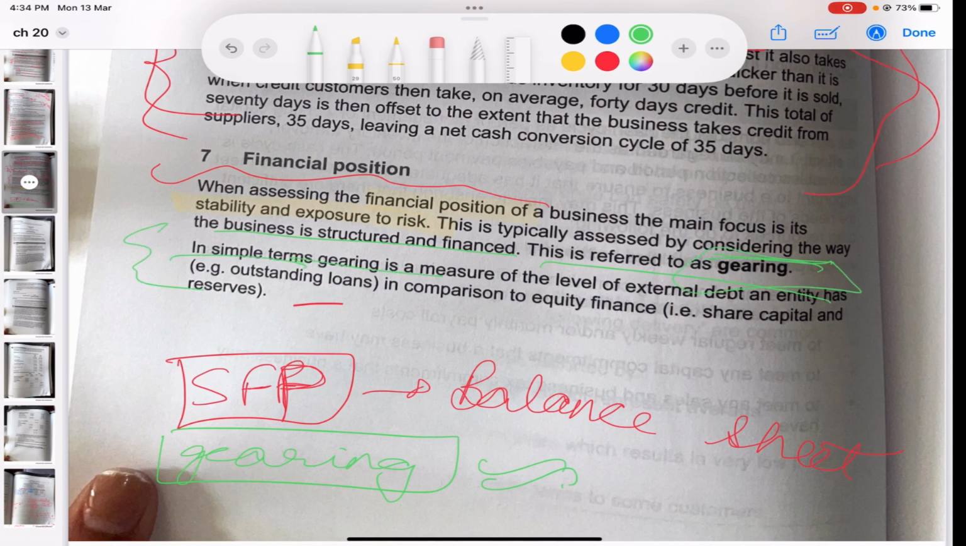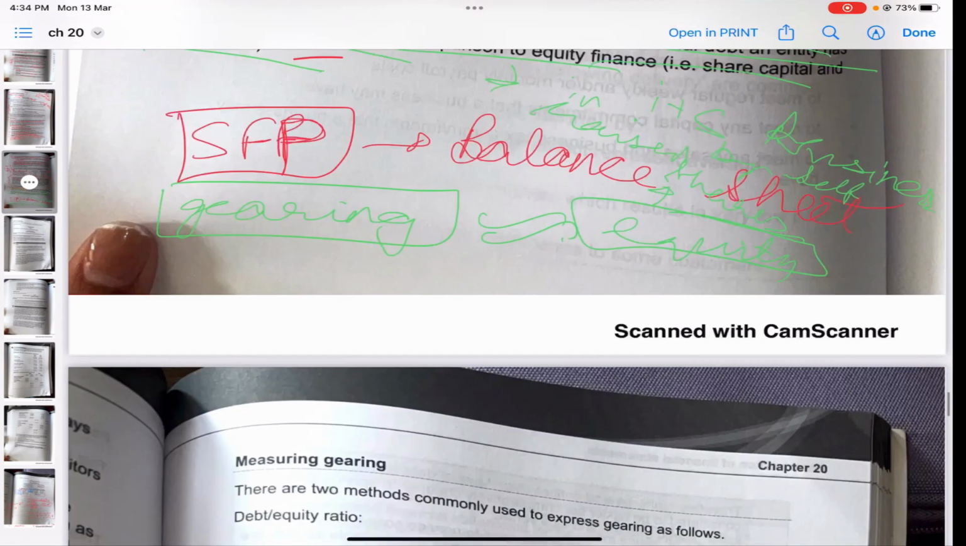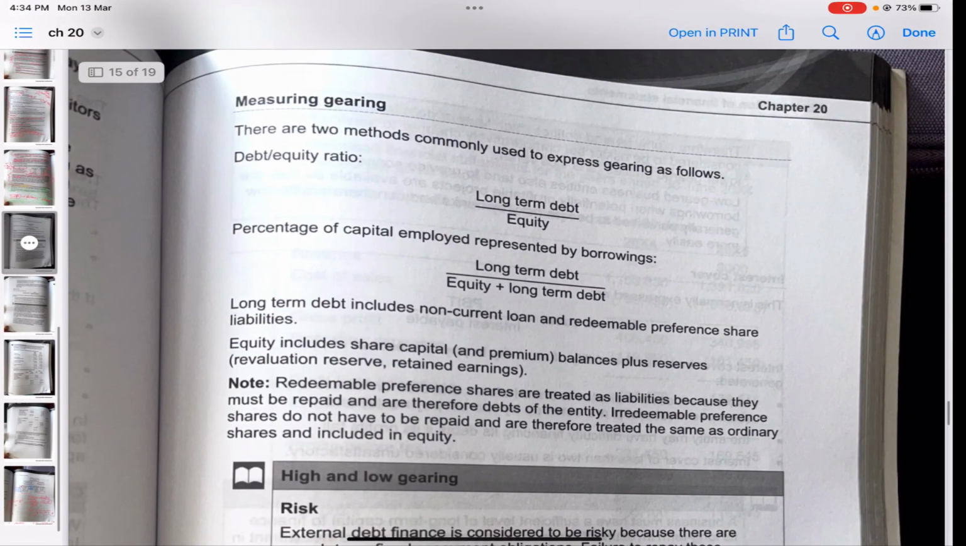In simple terms, gearing is the measure of the level of external debt an entity has. Debt means loans, in comparison to the equity finance, which means what it has in its business raised by themselves. So what is equity? Equity is basically raised by self or the shares. So when you compare that, that is known as the gearing.